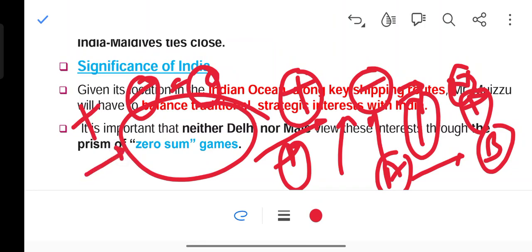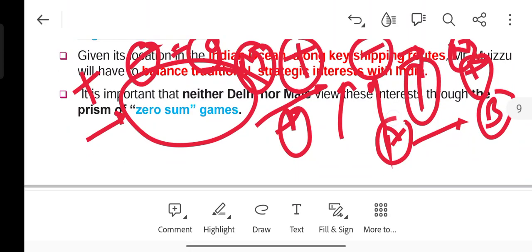So why is this keyword used here? Because if Maldives treats India such that if Maldives makes a relation with India, only India will be benefited, not Maldives, that also signifies the zero-sum game polity. Okay, so that is the point here, and we have discussed the article in detail.